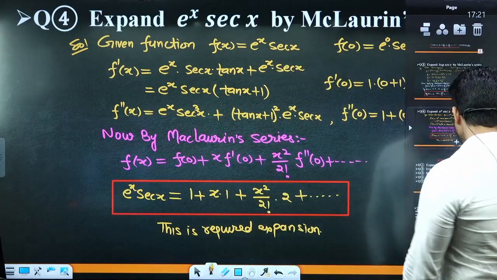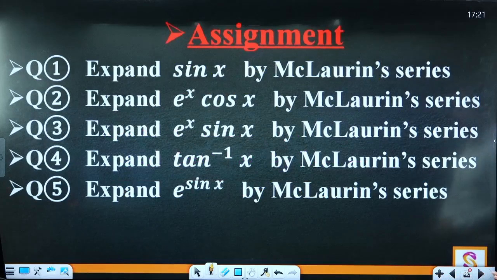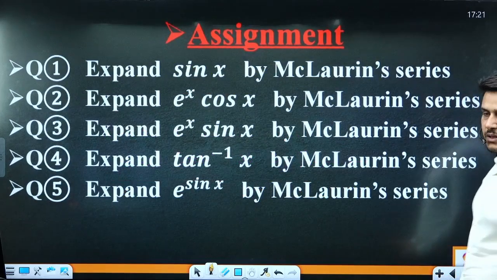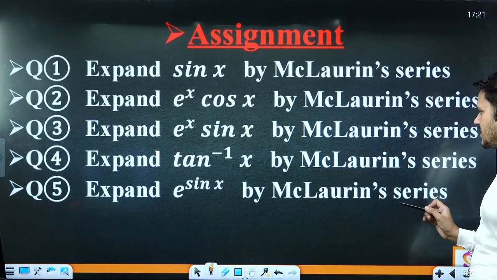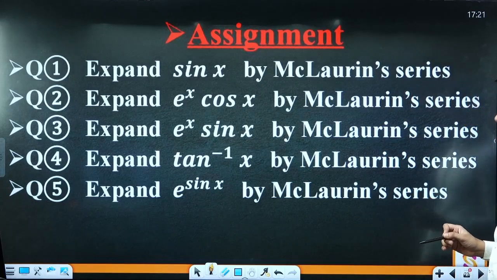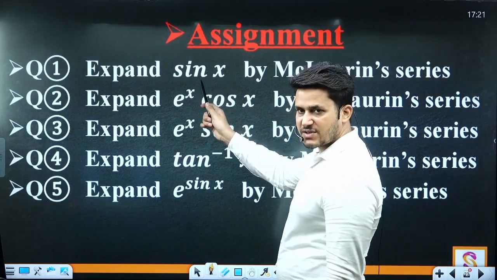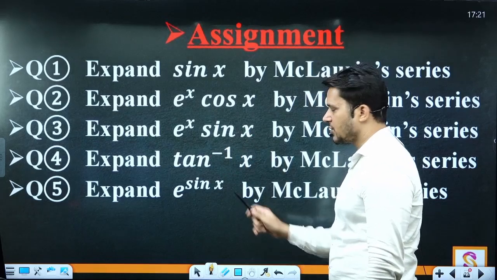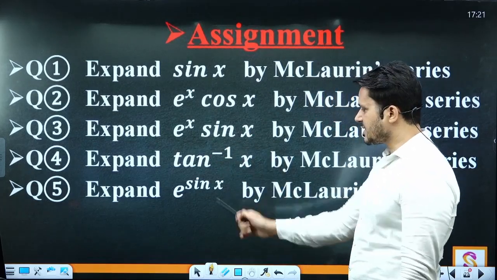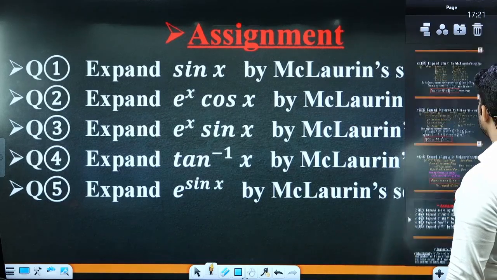नाउ, इसमें फिर आपके लिए एक असाइनमेंट है. यस, दीज आर 5 क्वेश्चंस फॉर योर असाइनमेंट. ईच ऑफ द फंक्शन कैन बी एक्सपेंडेड विद द मैक्लॉरिन सीरीज और मैक्लॉरिन फंक्शन. तो एक है sin x, जैसे हमने इसका पहले एक फंक्शन किया हुआ है, e टू द पावर cos x है, फिर e टू द पावर sin x है, e टू द पावर x इंटू sin x, tan इनवर्स x, e टू द पावर sin x. ठीक है, तो ऐसे आप इसको सॉल्व कर सकते हैं.